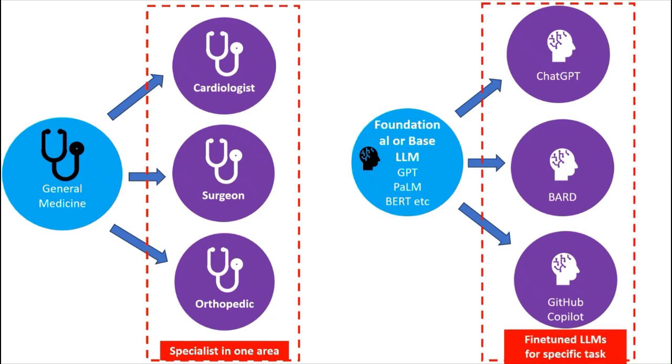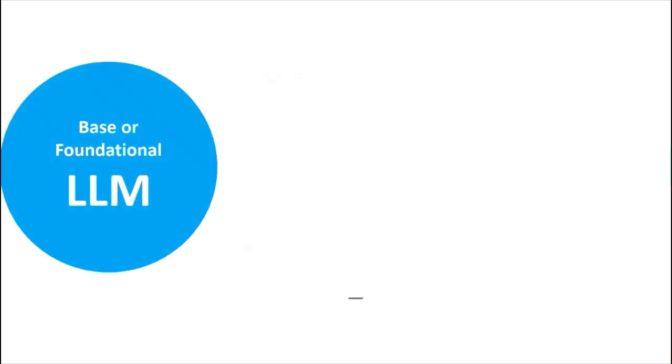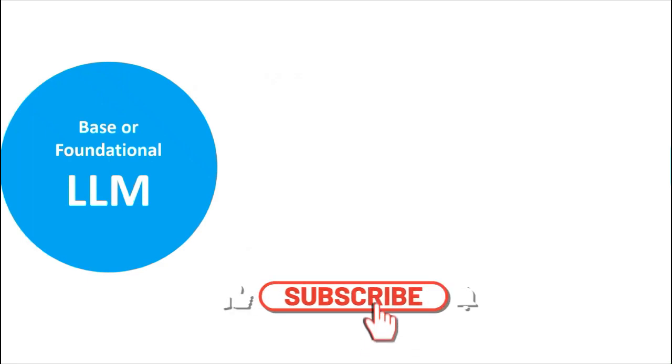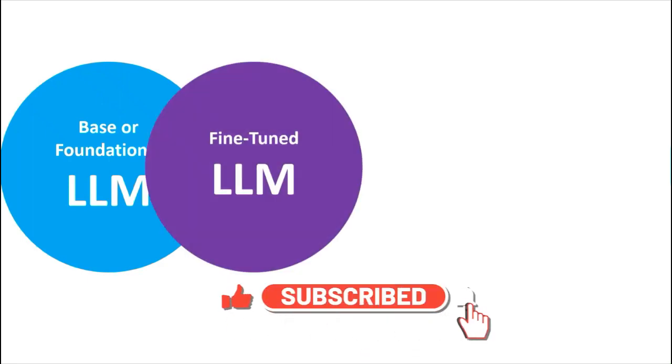So in this analogy, the base LLM is like a general practitioner with a broad understanding of medicine, while the fine-tuned LLM is similar to specialized doctors who have received additional training to become experts in specific medical domains. So with this real-life analogy, we understood that there are two distinct categories of these language models: the base or the foundational LLM and the fine-tuned LLM.